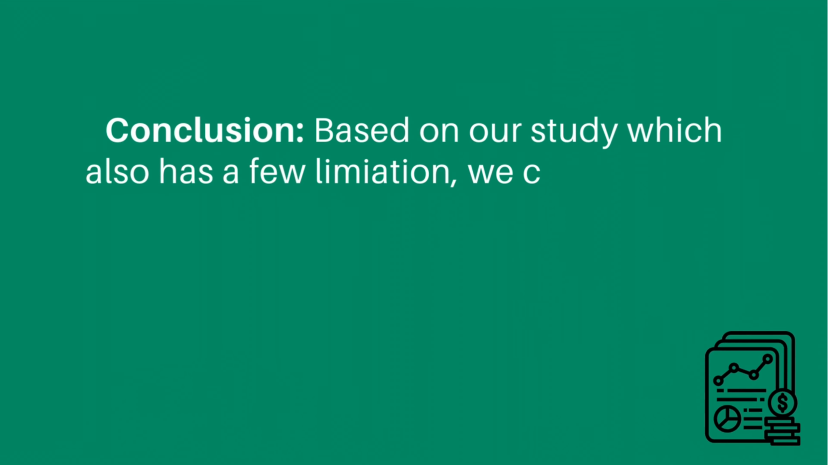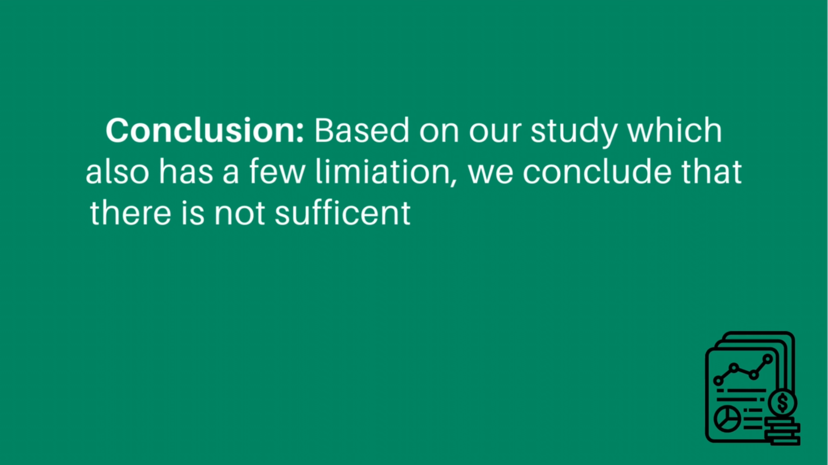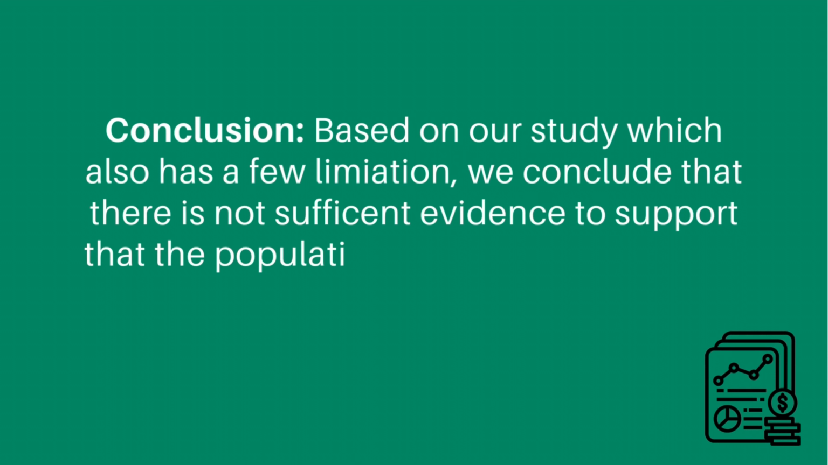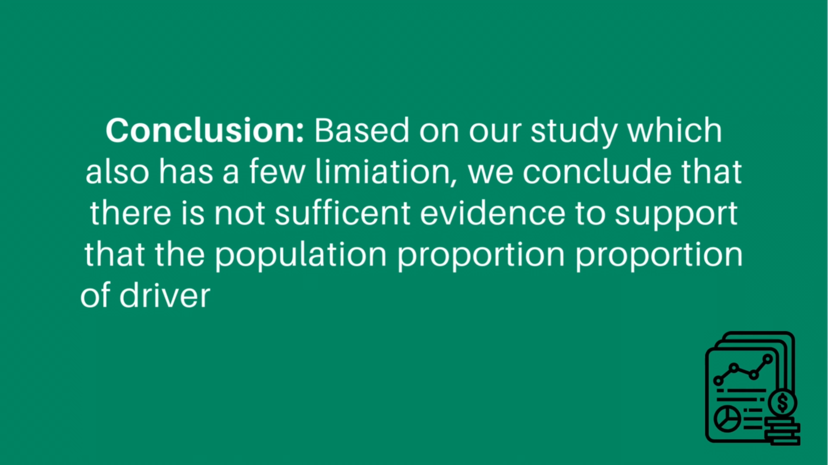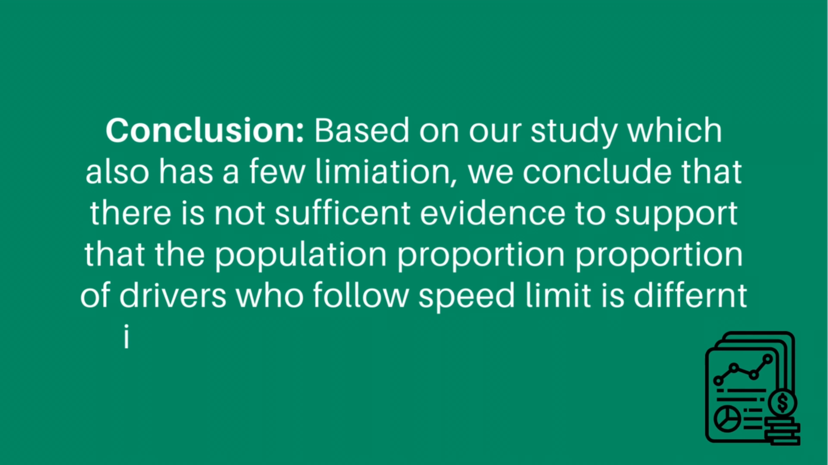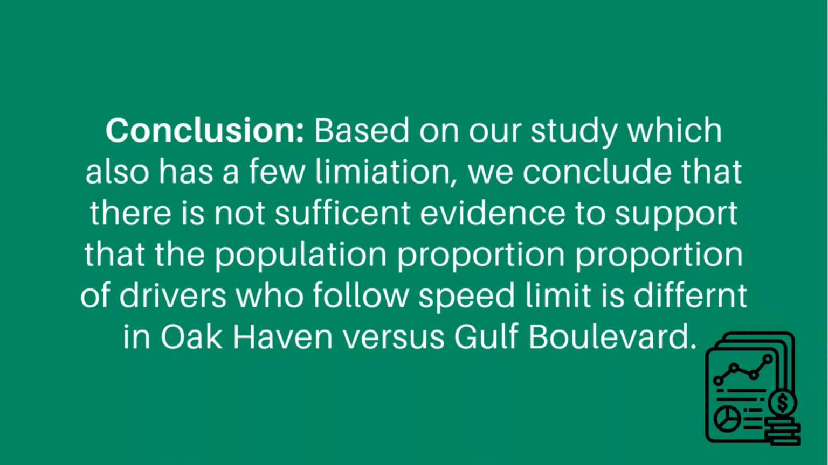After our calculations, we found that our p-value is 0.0748. Now, is 0.0748 less than the significance level, in this case 0.05? No, so we failed to reject the null. Based on our study, which also has a few limitations, we conclude that there is not sufficient evidence to support that the population proportion of drivers who follow speed limit is different in Oakhaven versus Gulf Boulevard.